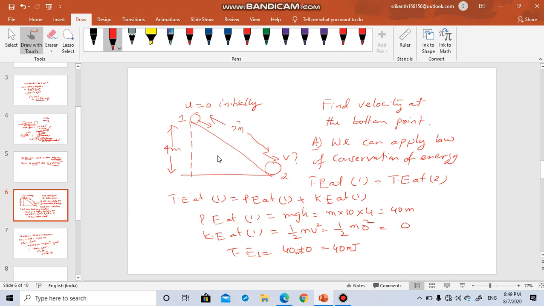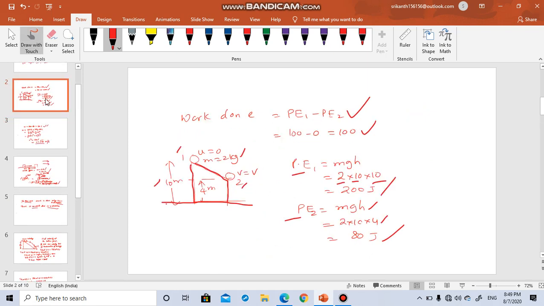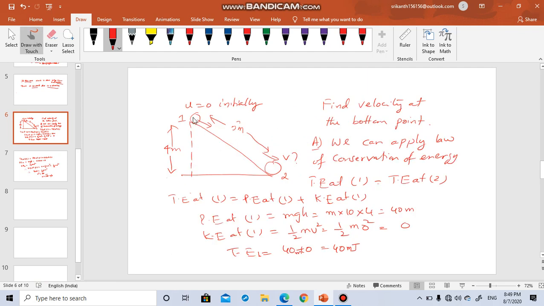Now here in this question, there is an inclined plane given, similar to that building question you have seen. The inclined length is 5 meters. The vertical height is 4 meters. Initially the mass was at rest, then it started rolling and came to the bottom point 2. Now in the question, V is asked. What is V? The final velocity.